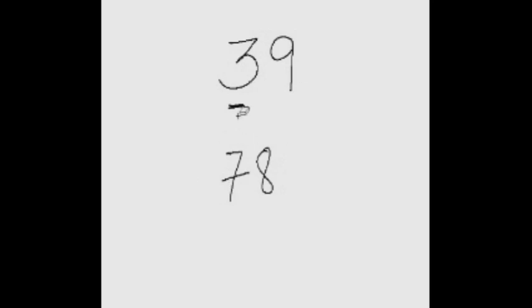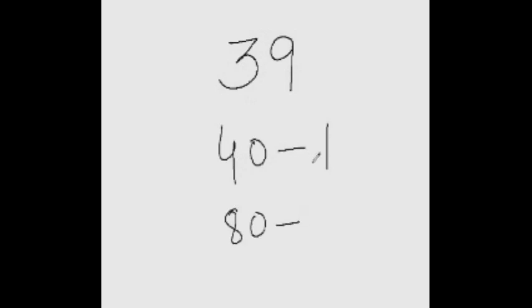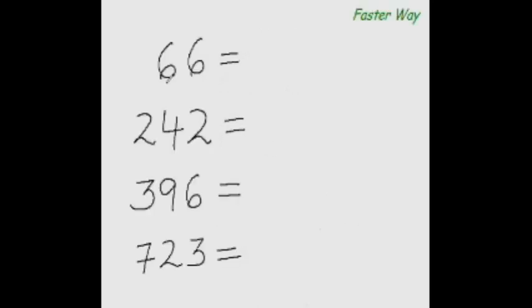Or you can use the other trick as well. You take this 39 as 40 minus 1, isn't it? Now, double of 40 is 80 and double of 1 is 2. So, 80 minus 2 is once again 78. Whichever way you do it, the idea is to get the answer quickly and correctly and mentally. Okay, so now let's see how quickly you can find the double of all these numbers.